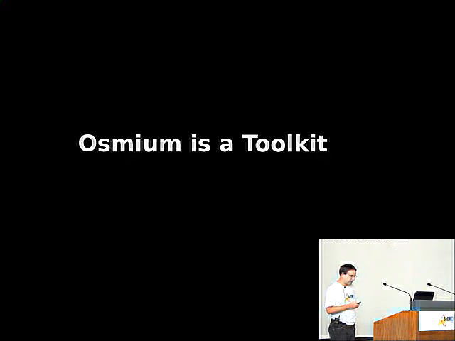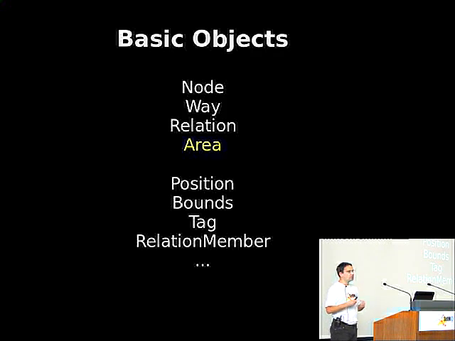So as a toolkit, it has a lot of classes, a lot of objects in the C++ code that do specific things you know from OSM. You have nodes, you have ways, you have relations, you have tags, you have relation members. Those are the kind of things I have classes for. I also have an area class. Area is something that's not in OSM. There's no basic OSM object called an area, but it's something that most people want to have in some way. You need to work with polygons and all of that, and I'll discuss that later.